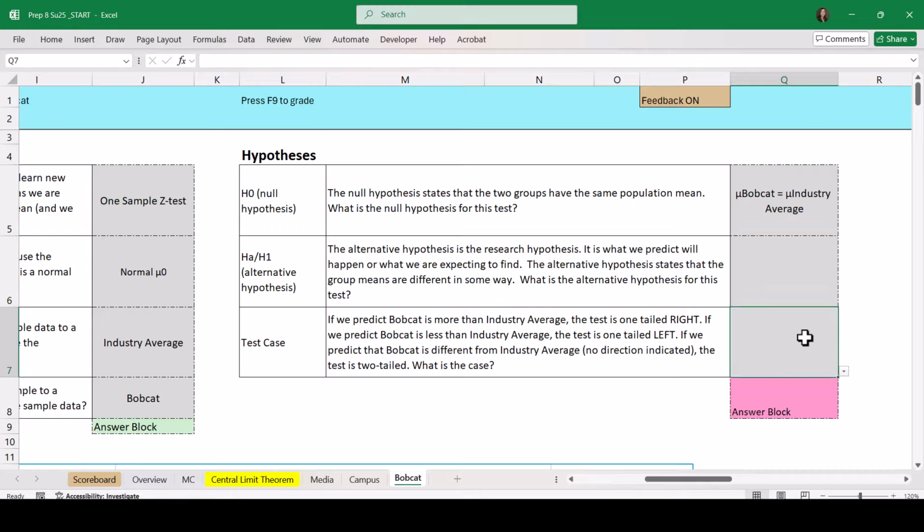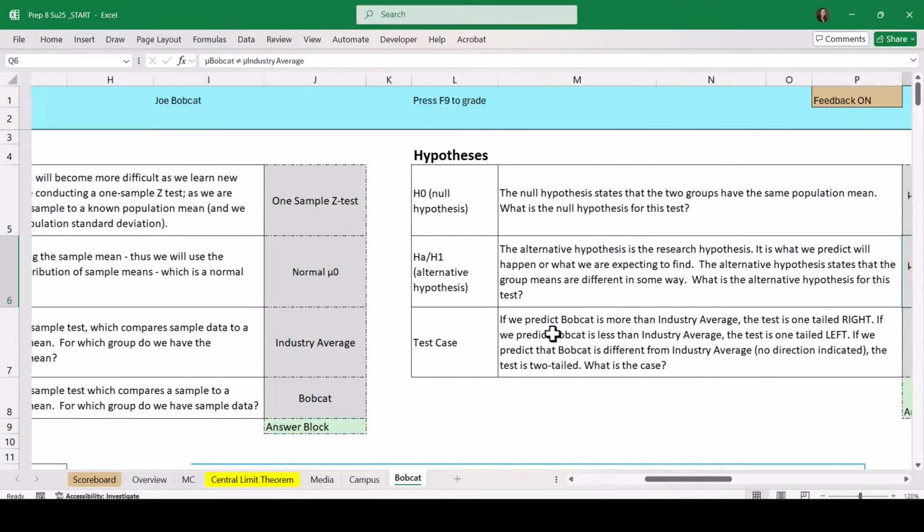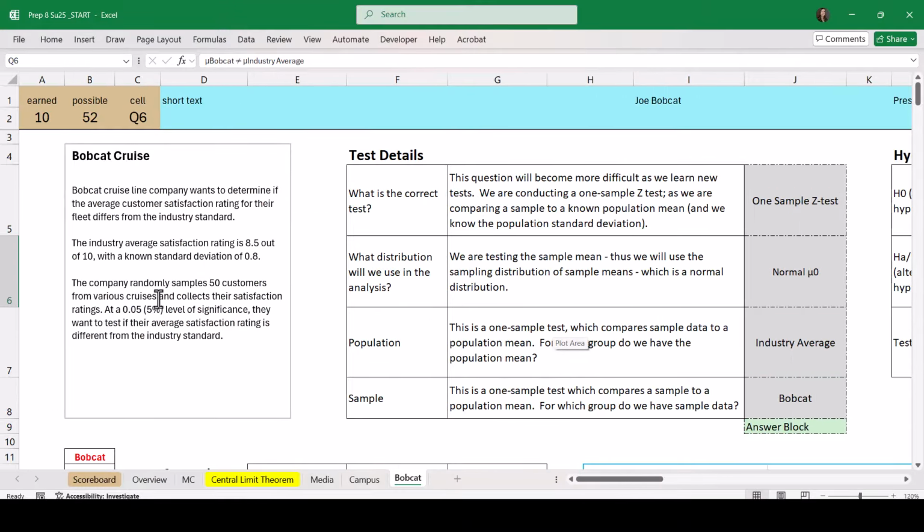So this is two-tailed. This was a two-tailed example. And the reason why is because they didn't specify in the research description. Again, remember, you can always find the alternative hypothesis in the research description, and they didn't specify if they're looking to see if their average score is greater than the industry or less than the industry. So they're exploring both possibilities, so that makes it two-tailed.